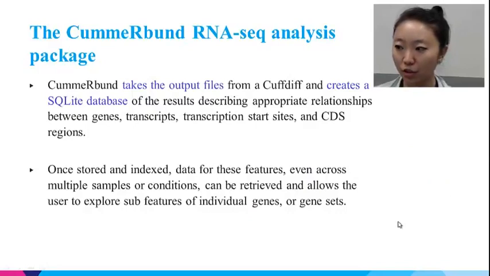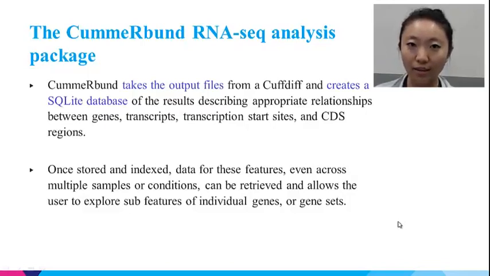The most advanced feature of CummeRbund is that it takes output files from a CuffDiff run and creates an SQLite database of the results, describing appropriate relationships between genes, transcripts, transcription starting sites, and the CDS regions. Once stored and indexed, data for these features, even across multiple samples and conditions, can be retrieved and allows the user to explore the subfeatures of individual genes or gene sets. In other words, we are flexible to create our own sets of genes and analyze their relationships using the RNA-seq data.